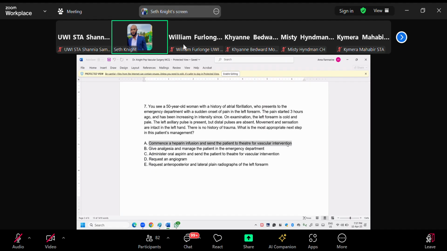So this patient is not going to be heparin and then CT angiogram. This patient in the setting of embolus is going to be heparin and straight to theater for a Fogarty balloon embolectomy. All right, so A is the answer here.